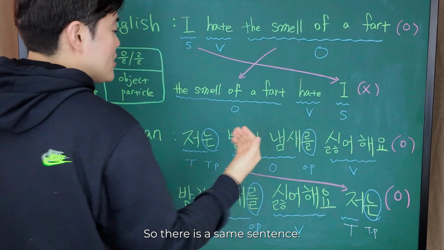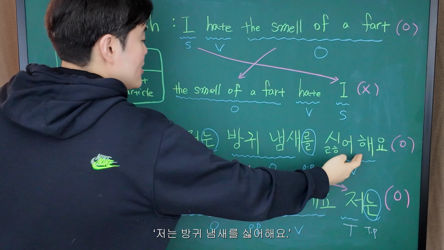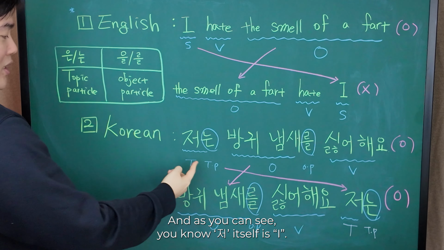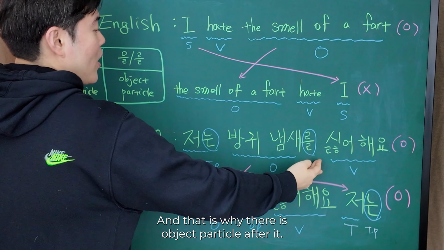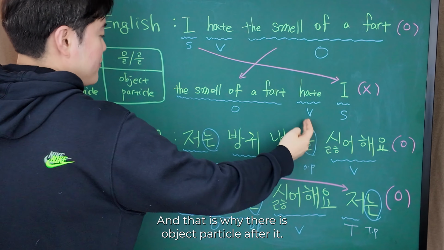So here is the same sentence, I hate the smell of a fart, in Korean. 저는 방귀 냄새를 싫어해요. And as you can see, 저 itself is I. And this is the topic of the sentence, and that is why there is the topic particle. And here, 방귀 냄새 is the object of the sentence, and that is why there is an object particle after it.